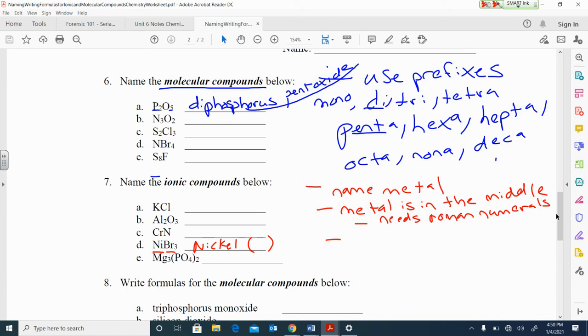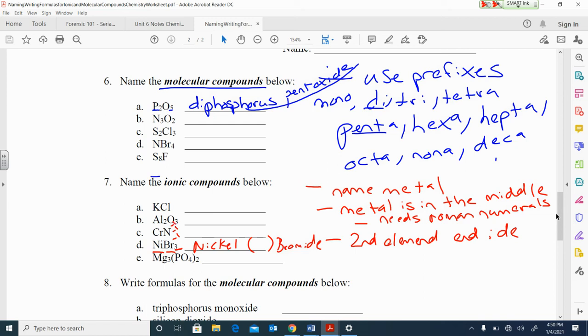The second element, you change the element's name. So second element, change the ending to ide. So Br is bromine. It's going to become bromide. All right. Okay, cool. Done. But then to figure out the charge, I need to compare it to bromine. So bromine is a -1. So it is a -1 charge. There's 3 of them. So it's -1, -1, -1.